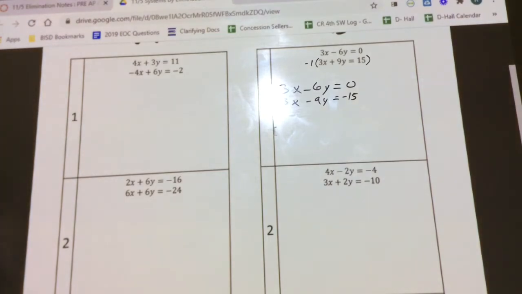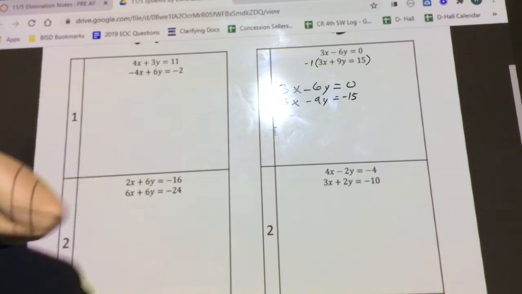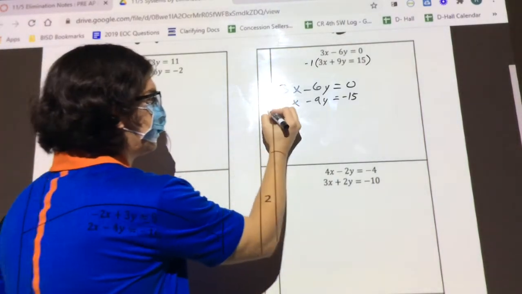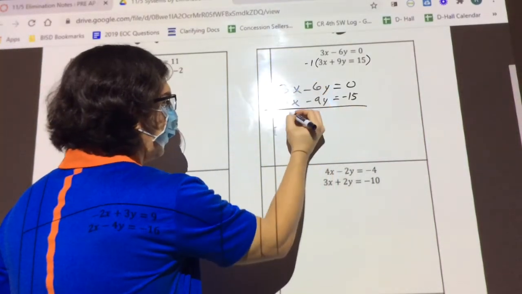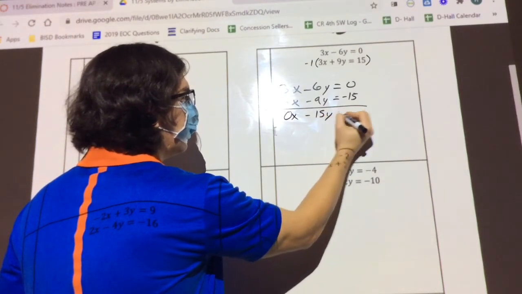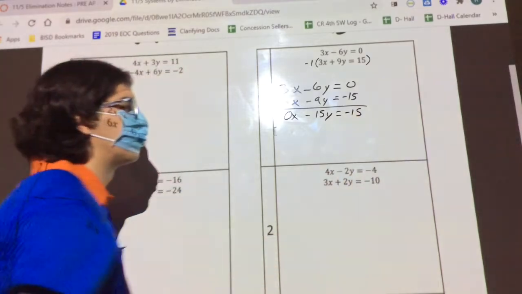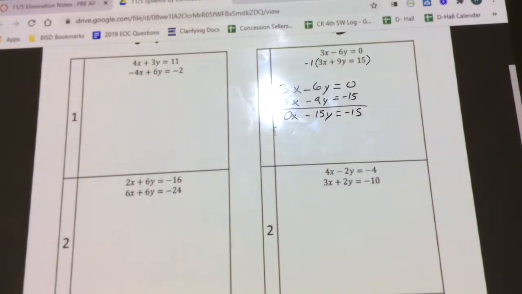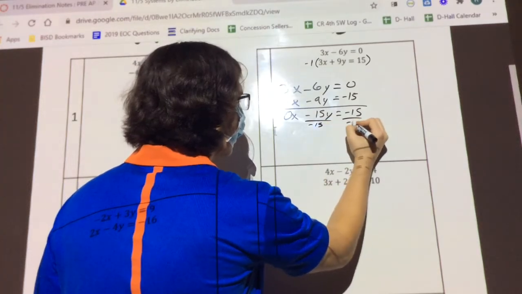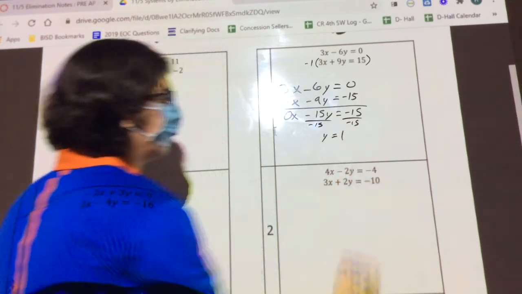Now that I've multiplied that by a negative 1, I can now eliminate one of my variables. Which one can I eliminate at this point? The x. I'm going to do my giant addition problem. These cancel out, giving me 0x minus 15y, which is equal to negative 15. Okay, what do I need to do now? Divide by what? Negative 15, good. Y is going to equal a positive 1.